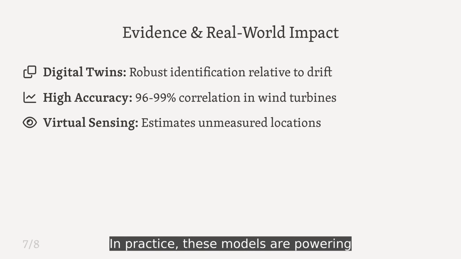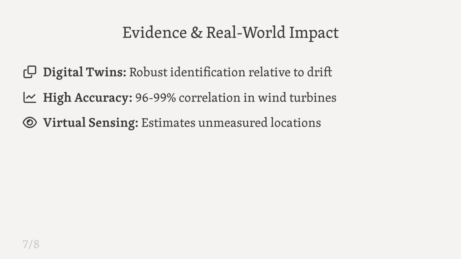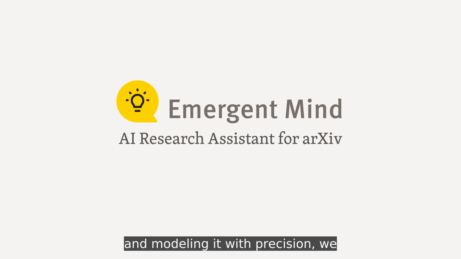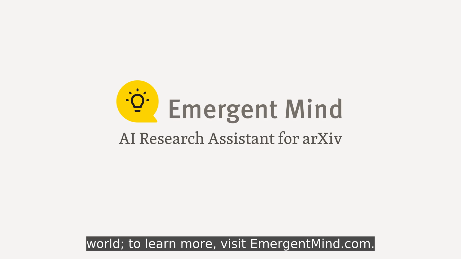In practice, these models are powering the next generation of digital twins and virtual sensors. For example, in wind turbine studies, this method achieved strain estimation correlations between 0.96 and 0.99, proving it can accurately reconstruct what is happening inside a system, even without direct measurements. By admitting what we don't know and modeling it with precision, we can build systems that are robust to the chaos of the real world.